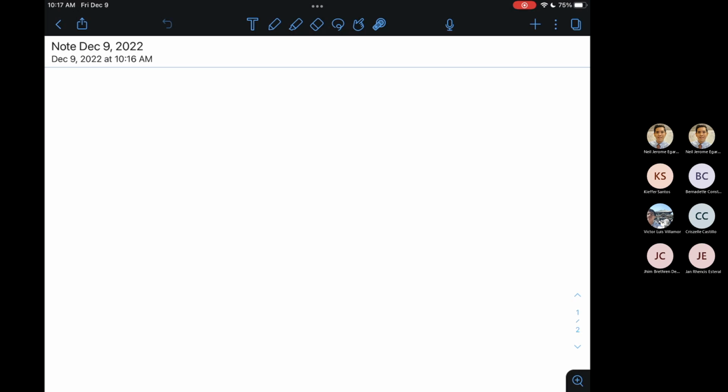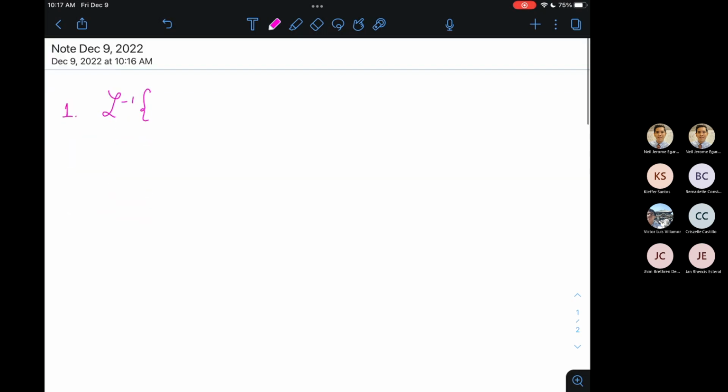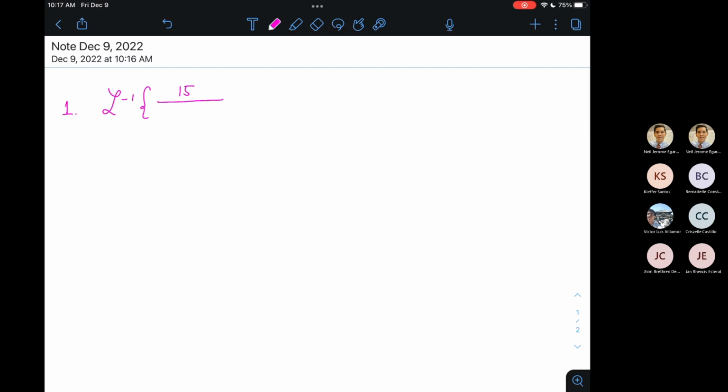So as first example, let's try this. So the goal here is to find the inverse Laplace transform of the following equations. So let's do, say, number 1. Let's take the inverse Laplace transform of 15 over s squared plus 4s plus 13.